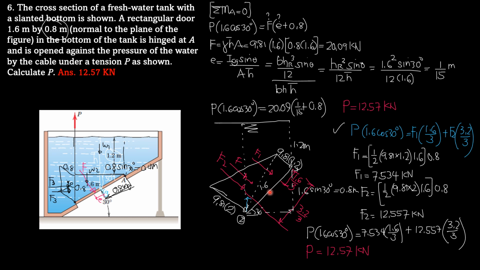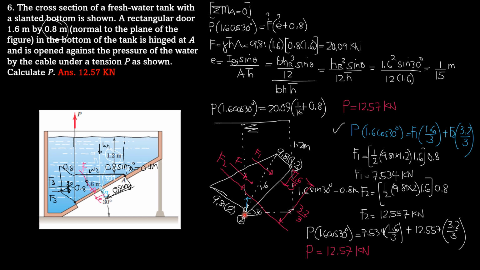So F1 therefore is the area of the triangle, 1/2 times 9.81 times 1.2, the base here, and the height is this height, which is 1.6, then perpendicular to the board, 0.8. So I use the volume of the pressure diagram. This is the alternate solution, and this is our working equation, by the way.